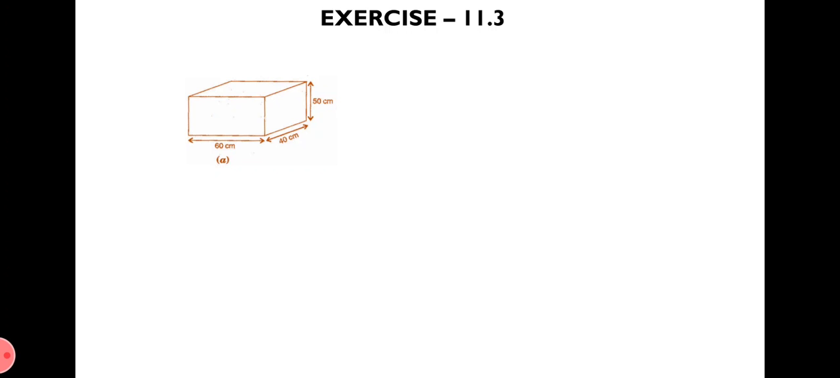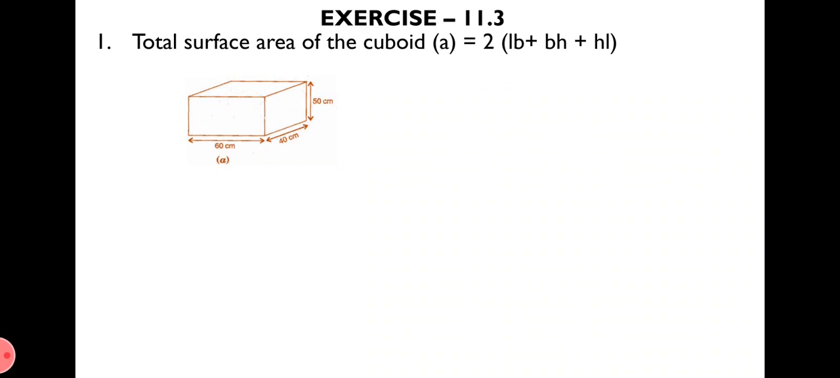Let us take first box A, where the measurements are given as length equal to 60 centimeter, breadth 40 centimeter, and height 50 centimeter. So the total surface area of the cuboid A is equal to, the formula to find out surface area of cuboid is twice LB plus BH plus HL. So we write the formula, that is twice LB plus BH plus HL. Now we insert the values of length, breadth, and height.